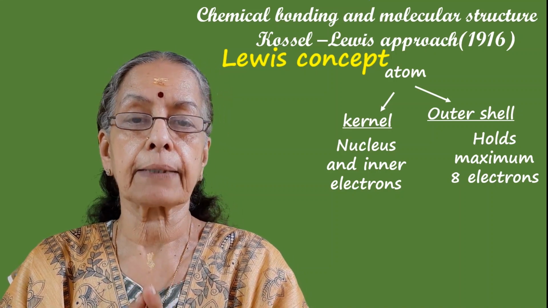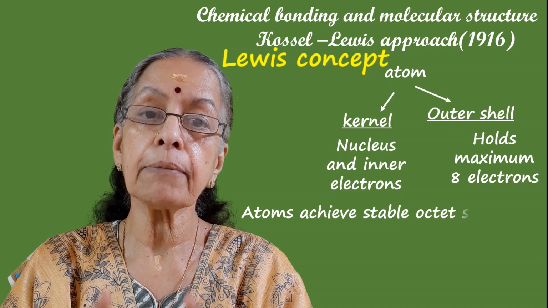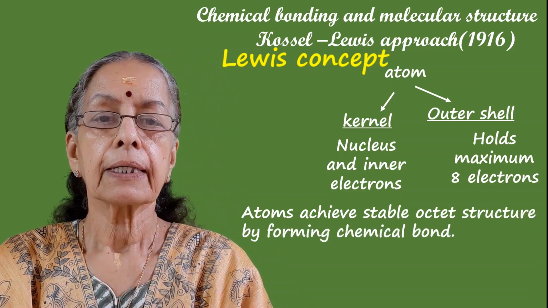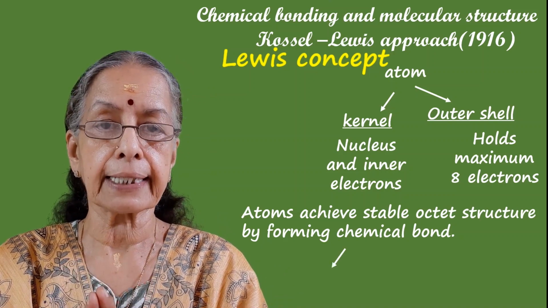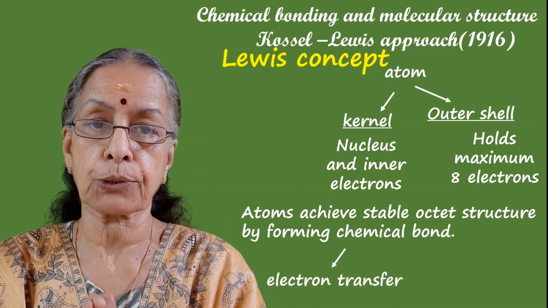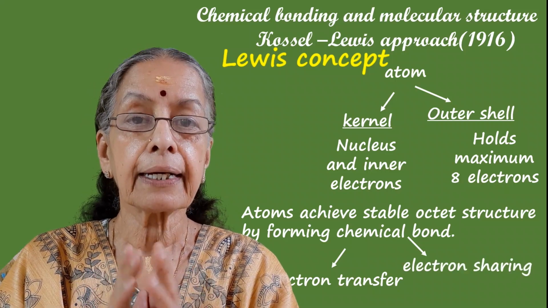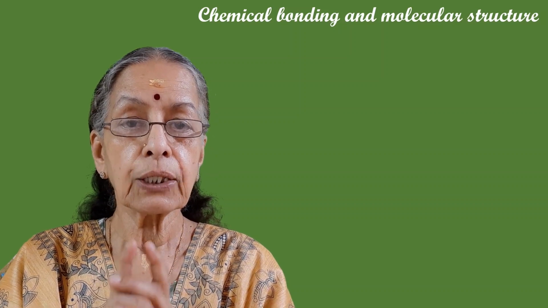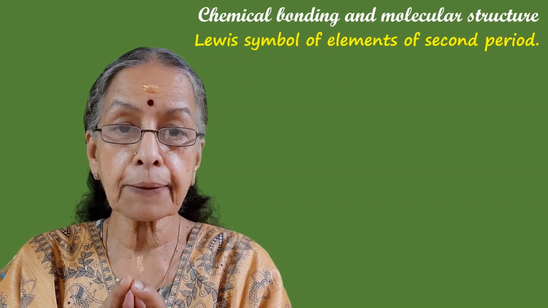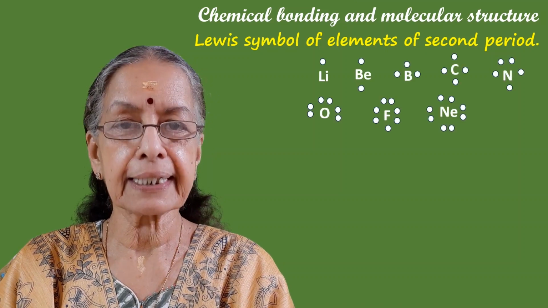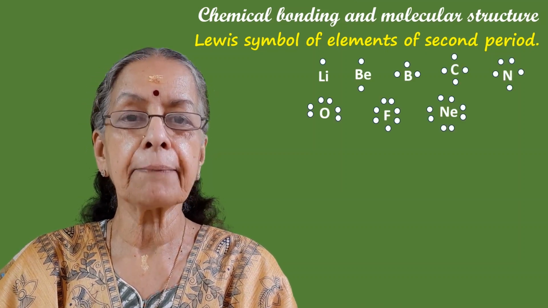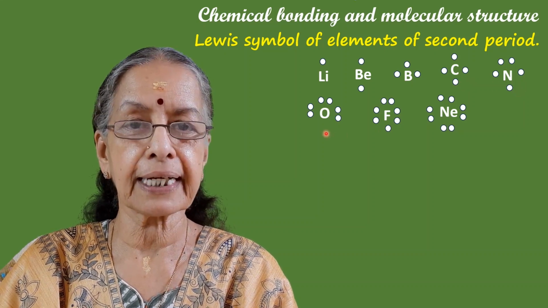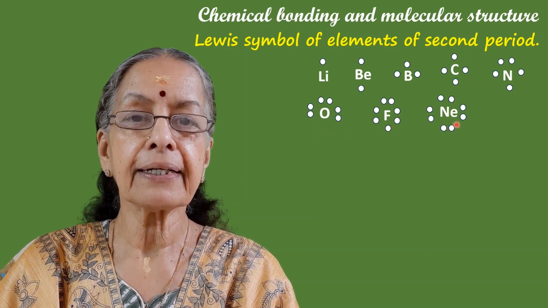According to Lewis' concept, atoms attain a stable octet structure by forming a chemical bond. This octet structure is attained either by electron transfer or by electron sharing. Lewis also suggested Lewis symbols for second period elements. Let us see that: lithium, beryllium, boron, carbon, nitrogen, oxygen, fluorine and neon.